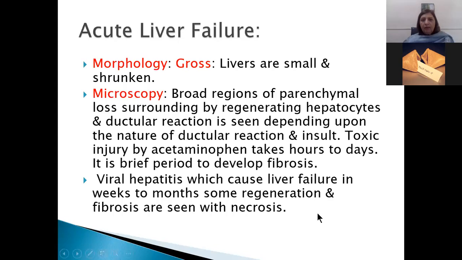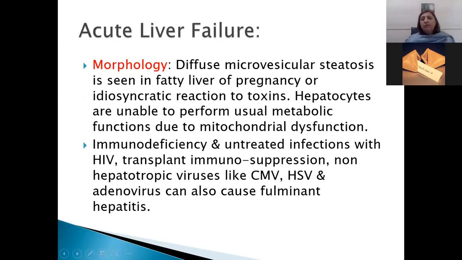Diffuse microvesicular steatosis is seen in the fatty liver of pregnancy or idiosyncratic reaction to toxin. What does it mean? Steatosis means fatty change in the liver. In pregnancy, if there is going to be acute liver failure, there can be fatty change within the hepatocytes. Or sometimes it can be an idiosyncratic reaction to toxins which are ingested by an individual.